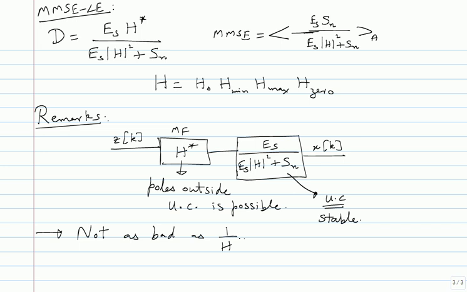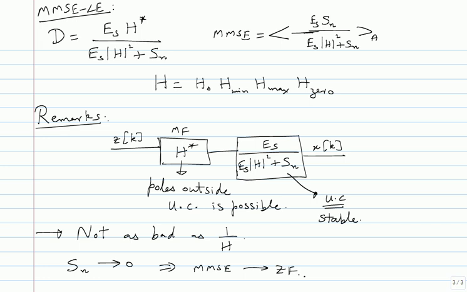Okay, so the next thing is what happens when Sn tends to 0? When Sn tends to 0, what happens? Yeah, MMSE becomes zero forcing. Of course, when you don't have any noise, you don't have to worry about noise enhancement. So just filter with 1 by H again. The noise part goes to 0, so you don't have to worry about it. You only have to kick the ISI part to 0. Okay, so that's the moral of the story.